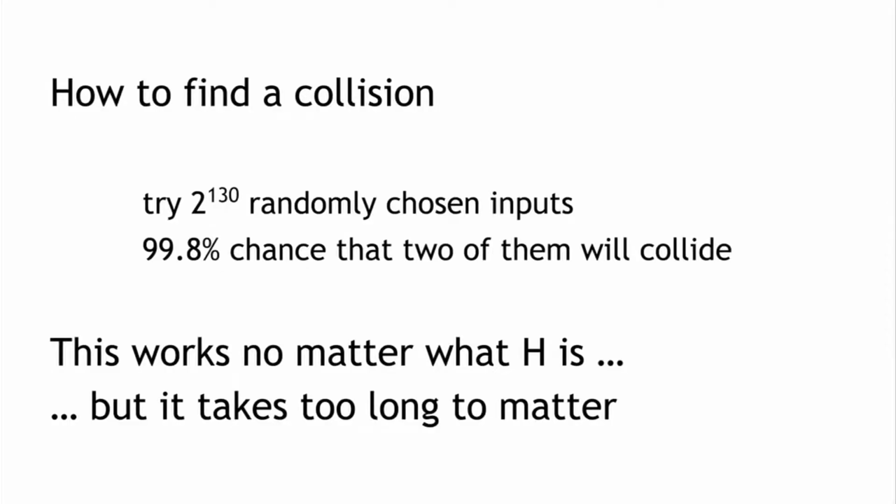So we can say something like this. We can say that if every computer ever made by humanity was computing since the beginning of the entire universe up to now, the odds that they would have found a collision is still infinitesimally small. So small that it's way less than the odds that the Earth will be destroyed by a giant meteor in the next 2 seconds, which didn't happen. Okay, so we know how to find a collision, but this method takes too long to matter.